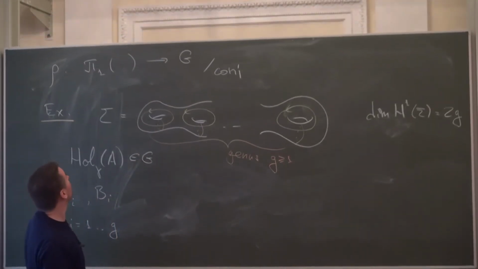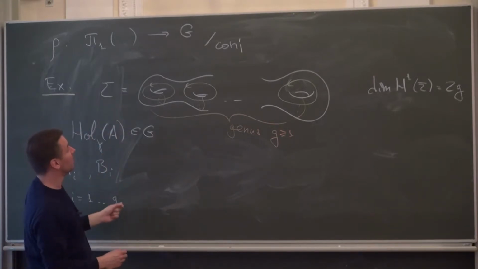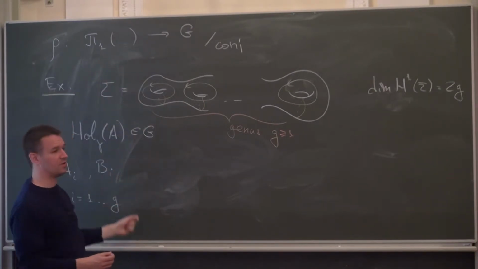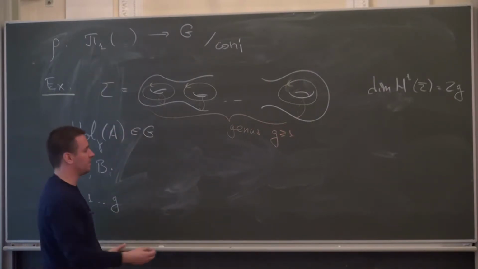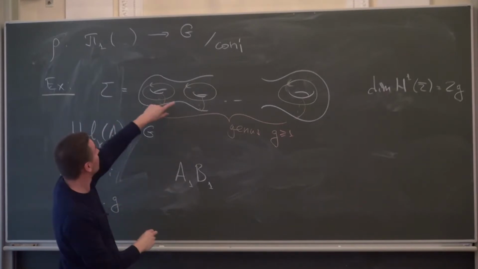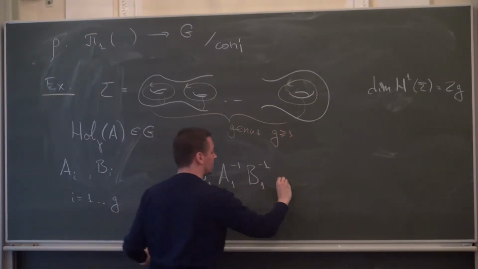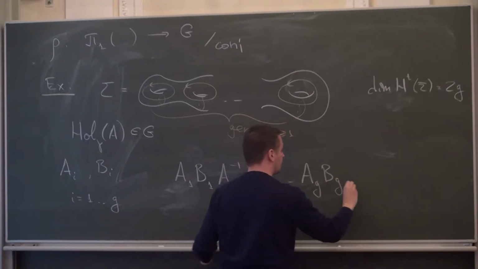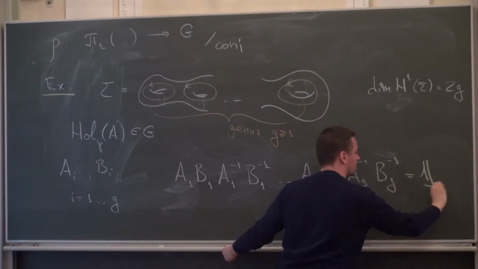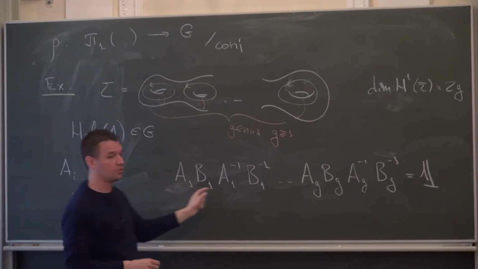Okay. Then if you wish to study this map from the fundamental group into G, or characterize flat connections, this homomorphism, all you have to do is study the relation in the fundamental group of a Riemann surface and write it in terms of these holonomies. And we know that the fundamental group of a Riemann surface has a very simple form. It's generated by these one-cycles A and B with the relation A_1 B_1 A_1 inverse B_1 inverse, and so on up to A_g B_g A_g inverse B_g inverse, equal to 1. So this is a relation in the fundamental group of a Riemann surface on 2g generators.